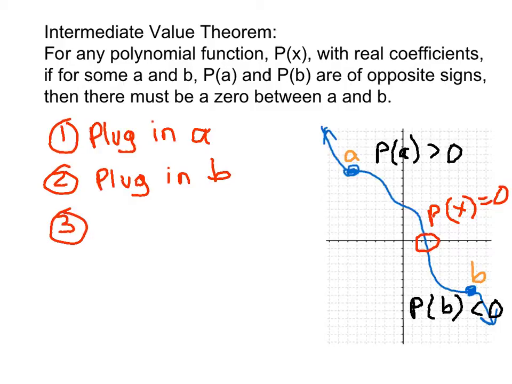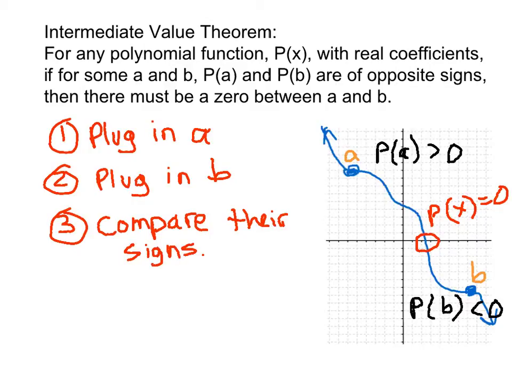And then compare their signs. If they are opposite signs, then we know there must be a real zero between them. If one of them is positive and one of them is negative, then because of the intermediate value theorem, we know there has to be a zero somewhere between them.